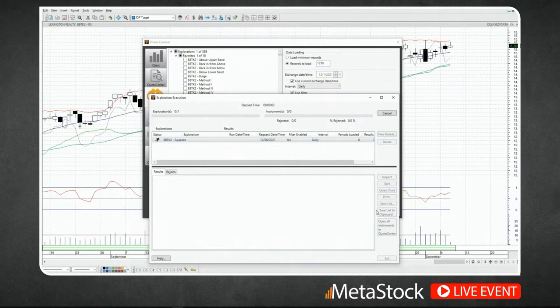And now what it's going to do is give me a list. It's already looked at about 60 of the stocks. Right now, it's rejecting about 98% of them. But what this allows me to do is to only focus on the stocks that, in this case, are breaking that squeeze formation. It's a tool I use in MetaStock every single day that I trade.